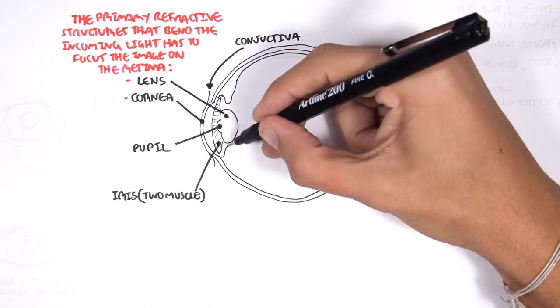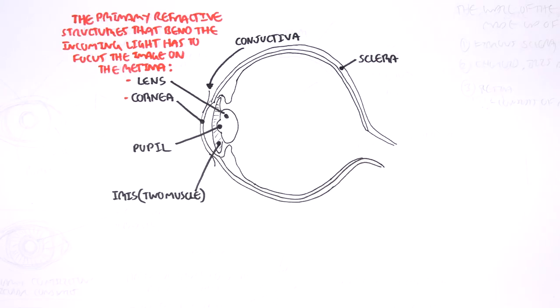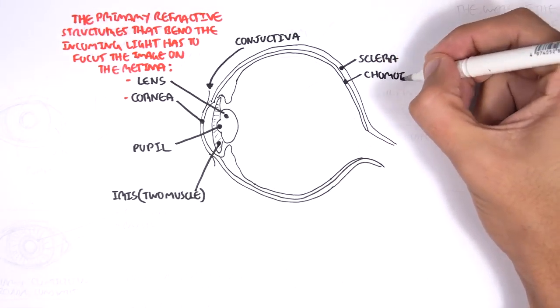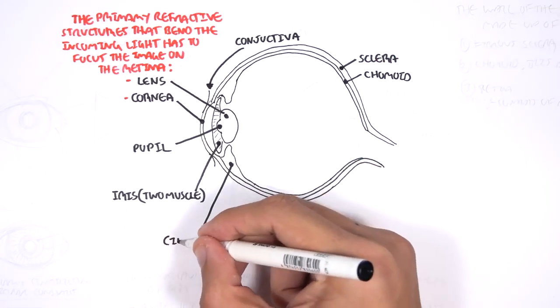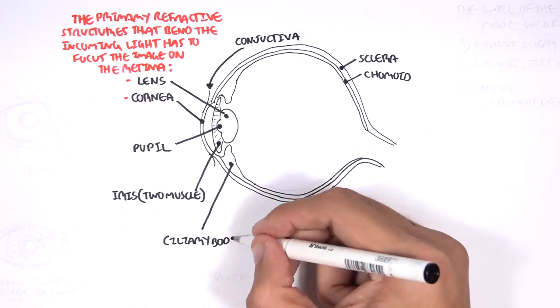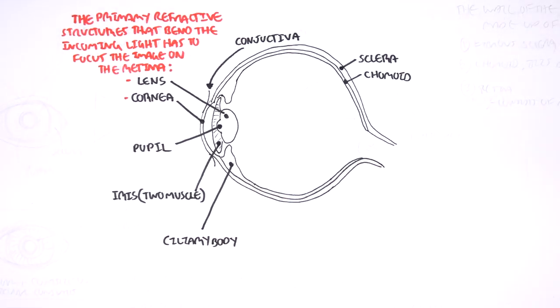So the layers of the eye on the posterior aspect, from the outside, we have the sclera, then the choroid. Within the same layer of the choroid are the ciliary bodies. The choroid, ciliary bodies, and iris make up what is known as the uvea.